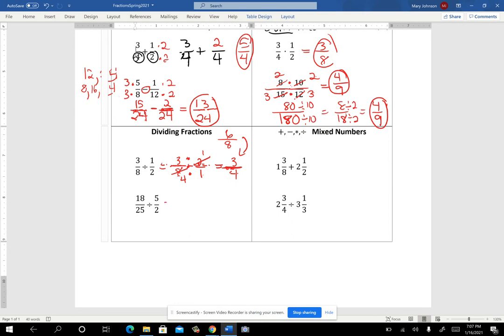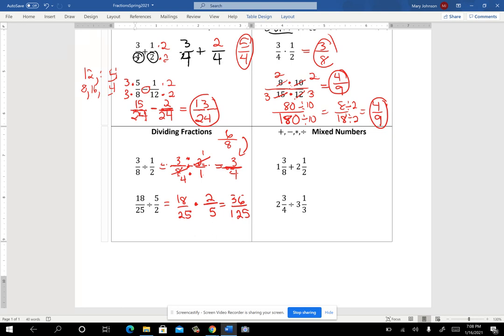All right, so let's do the same thing here. We got to keep, we got to change, and then we're going to flip. Okay. And then actually there's not going to be anything that you can cancel out, because nothing can be canceled out from the top and bottom. So if we multiply straight across, we'd get 36 on top and 125 on the bottom. And that's as good as that one gets.